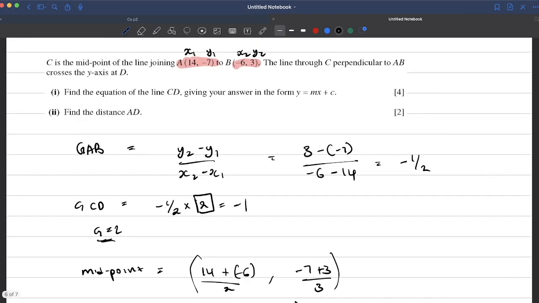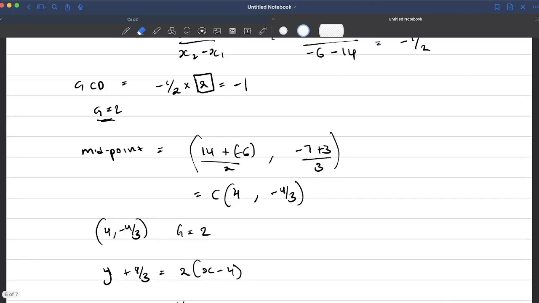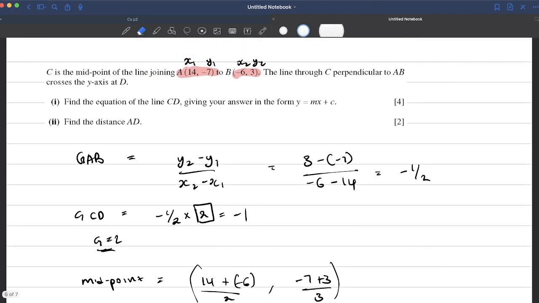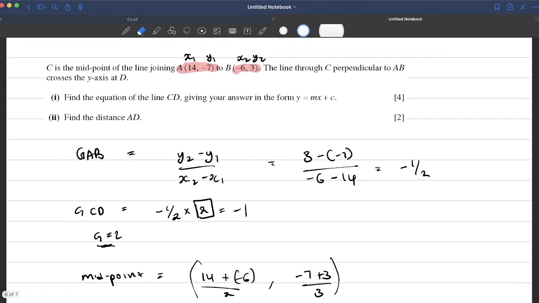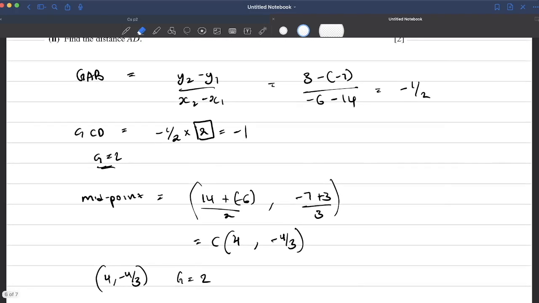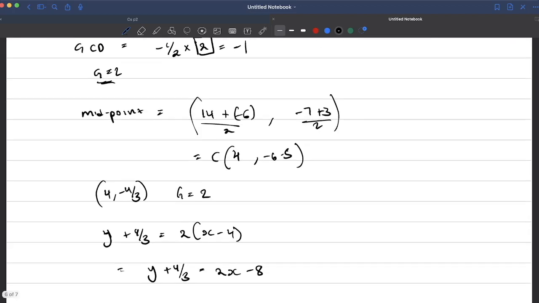Actually, I think I've messed up in the midpoint. 14 plus minus 6, that seems okay. And then minus 7 plus minus 6 is minus 13 divided by 2. Okay, I do not know why I did divide by 3 there. Strange why I did divide by 3 there. Okay, so this will be equal to negative 6.5.